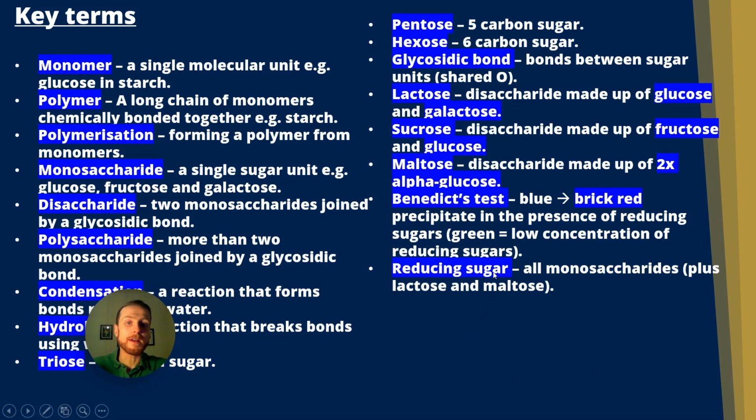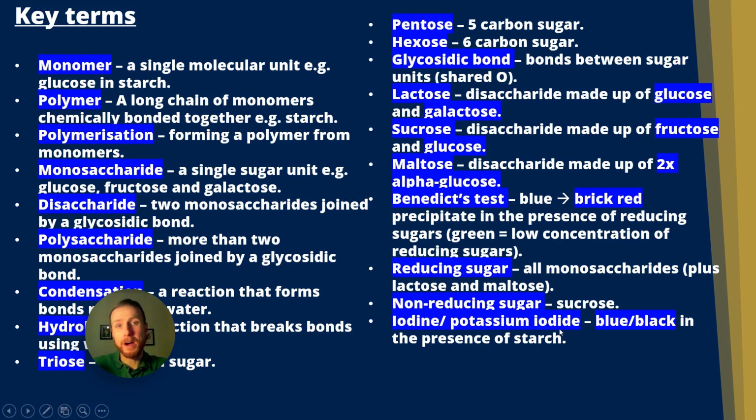A reducing sugar is basically all monosaccharides, and there are certain disaccharides, for example lactose and maltose, that can also act as reducing sugars too. A non-reducing sugar includes sucrose. That's the main example you need to know for AQA A-Level Biology.